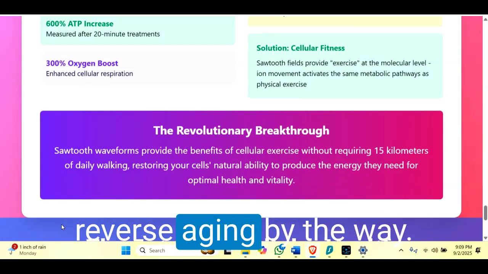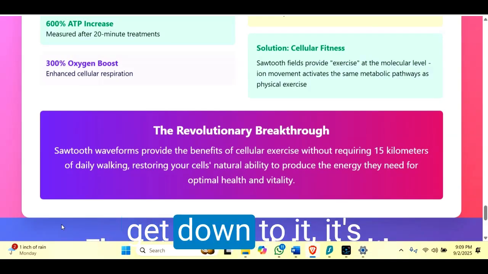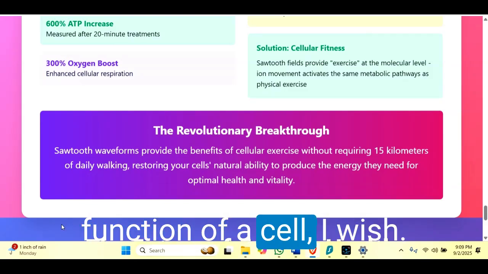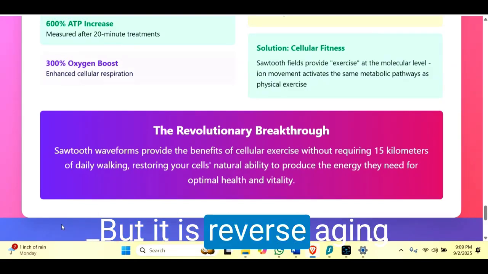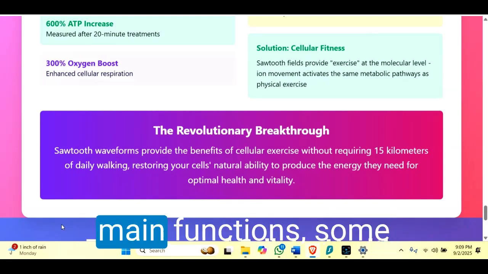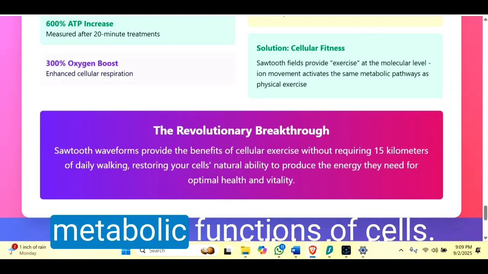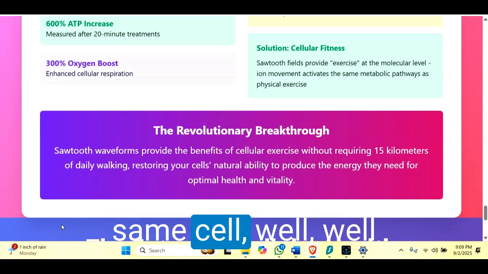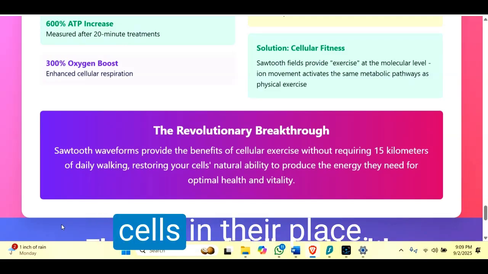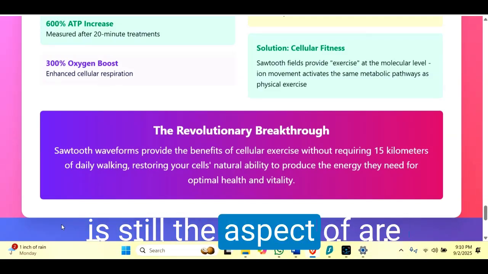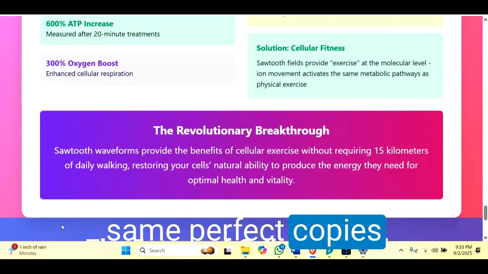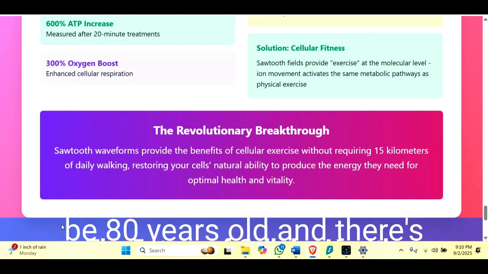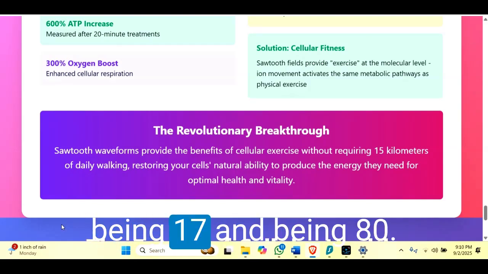There's also the term reverse aging, by the way, and when you really get down to it, it's not like completely reversing aging of every function of a cell, I wish, but it is reversing some of the core main functions, some of the greatest impact metabolic functions of cells. Now, that's not to say that 30 years later, that same cell, well, first off, will be dead. You have new cells in their place, but there is still the aspect of, are you going to make the same perfect copies as before? I will just say, sure, no, you're not. Unfortunately, you'll still be 80 years old, and there's still a difference between being 17 and being 80.